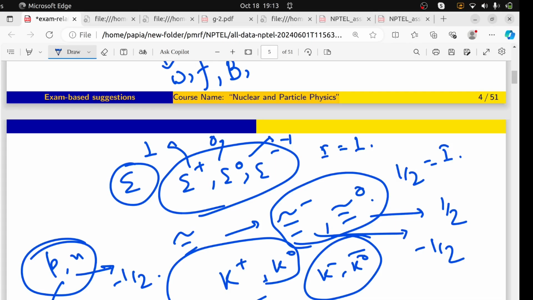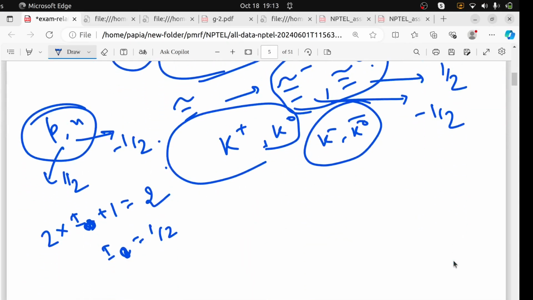I used to remember it like that only: whenever it is 0, 1, then 0 will have less I3 than 1, and minus 1 will have less I3 than 0. So you don't remember each and every particle's I3 value. If you know the family members, then obviously you can calculate the value of I3 for the corresponding particle. Okay, ma'am? Is it fine? Yes, ma'am. So that is the thing.